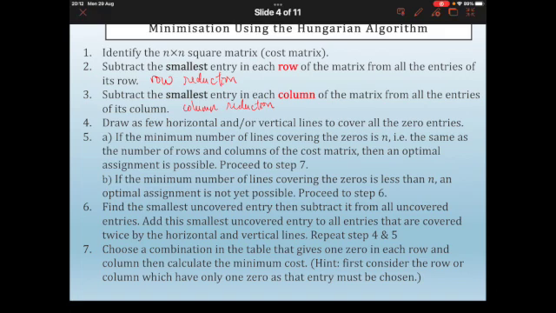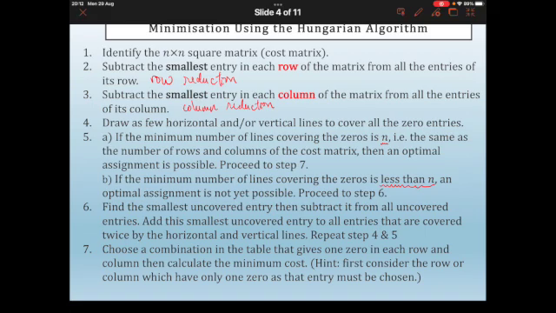Draw as few horizontal and/or vertical lines as possible to cover all the zero entries. Now, let's have a look at step 5. There are 2 steps to it. If the minimum number of lines covering the zeros is n, highlighting the word n, that is the same as the number of rows and columns of the cost matrix, then an optimal assignment is possible. From 5a, you proceed to step 7. If not, if the minimum number of lines covering the zeros is less than n, an optimal assignment is not yet possible. So you need to proceed to step 6.